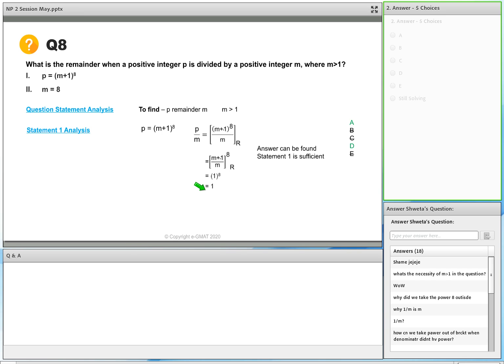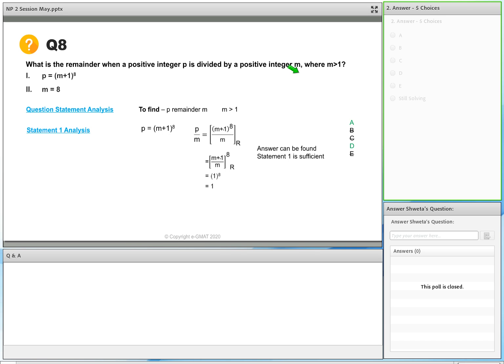All right, so now that you see the first statement is sufficient, the second one anyway does not make sense. It's just telling you m. It's not telling you what p is. It's just saying p is something which is divided by 8. Tell me the remainder. You have to know the dividend. That's why the second statement could not be sufficient, and nobody marked that anyway. So it was only about the people who went for C.